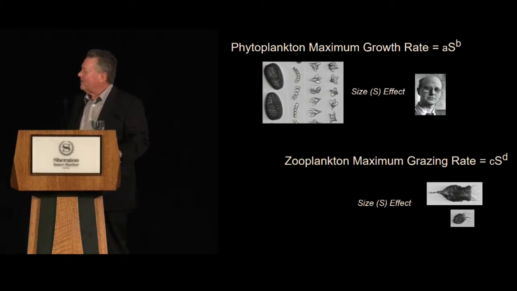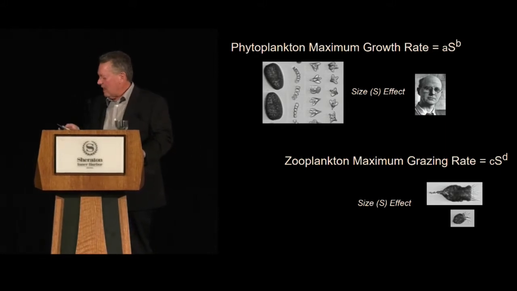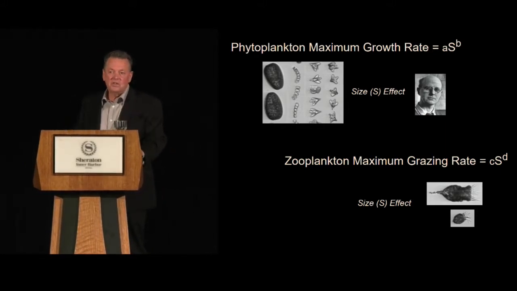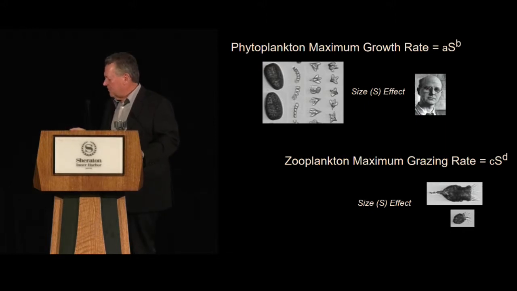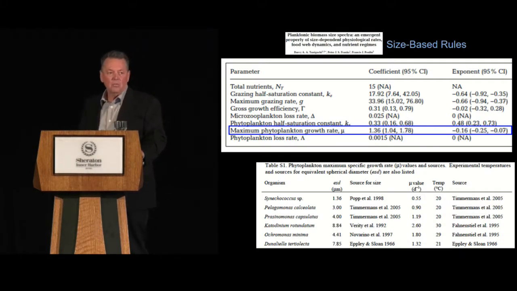And so in order to build and run a model like this, we need to know the coefficients of these two power functions. And one of the reasons why I think this paper of Darcy Taniguchi is so important is that she has scoured the literature. I think she's done the most comprehensive compilation of all of the experimental measurements of grazing rates and growth rates as a function of cell size. And in her paper is this little but incredibly valuable table which gives the coefficients for these power functions.